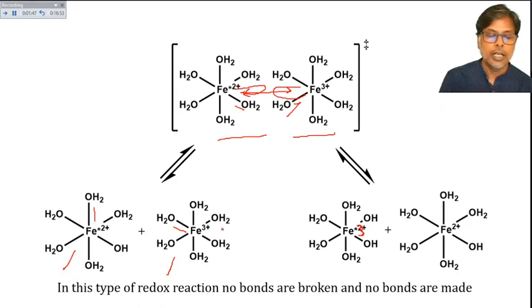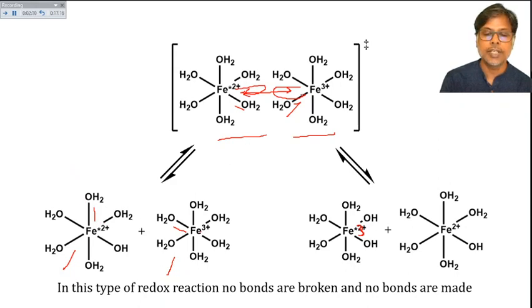And let's see one thing. For example, if the electron transfer is happening without the stretching or the shortening of the bond length, that means there is no alteration of the bonds in iron 2 and iron 3, for example.